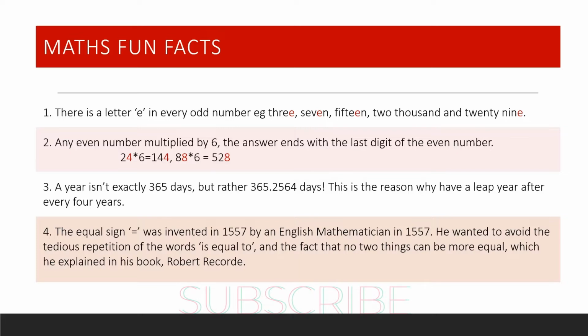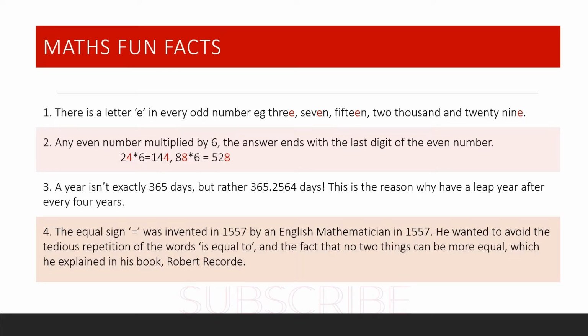If you take that even number and multiply it by 6, you are going to get an answer. The last digit of that answer should be an even number, number 1. And then number 2, that last digit will be exactly the same as the last digit of the even number that you multiplied by 6.